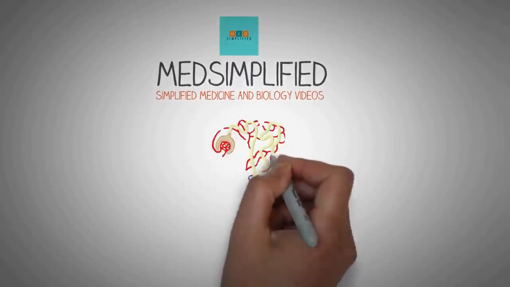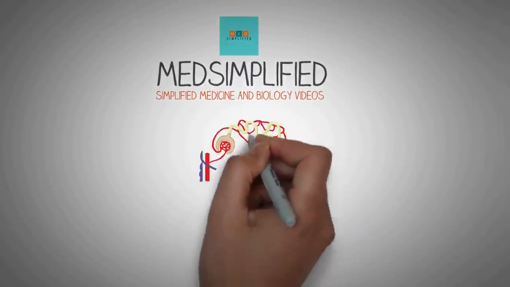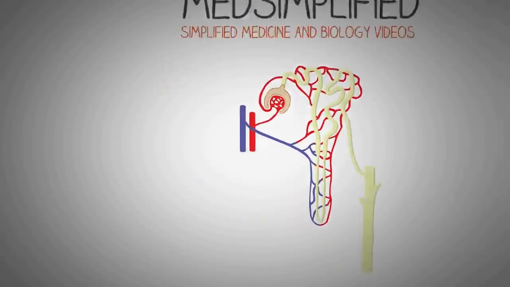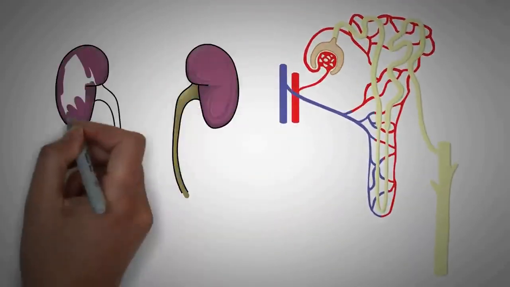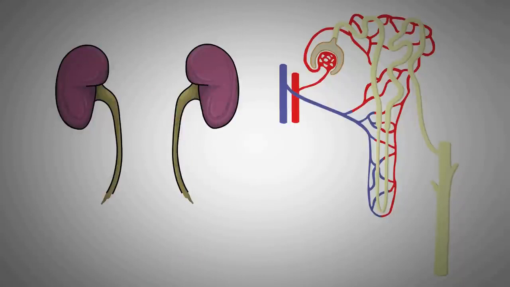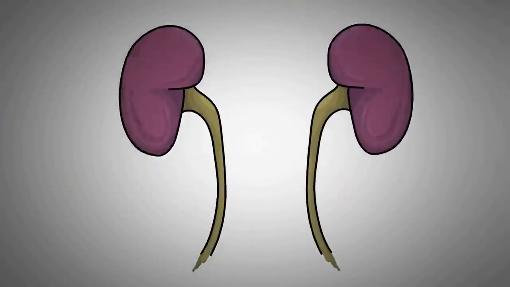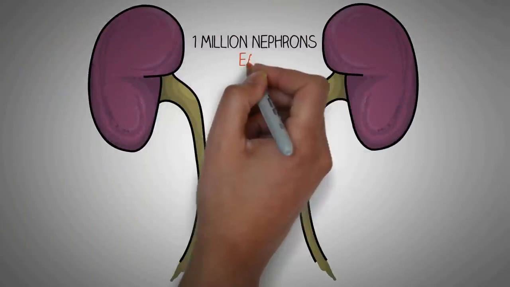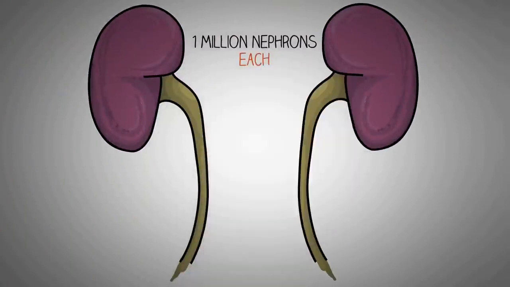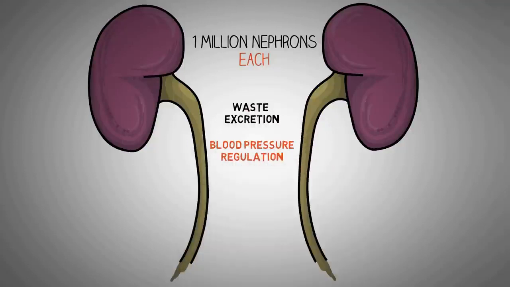In this video, we're going to learn about the structure and function of a nephron. Nephron is the basic functional unit of the kidneys that consists of a renal corpuscle and the tubule attached to it. The word nephron is derived from the Greek word nephros, meaning kidney. Each kidney contains approximately 1 million nephrons, which perform several important functions of our body, including waste excretion, maintaining the body's pH, regulation of blood pressure, and several other functions.